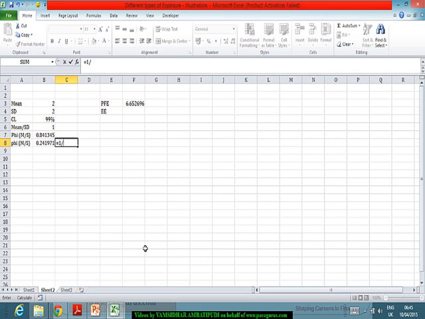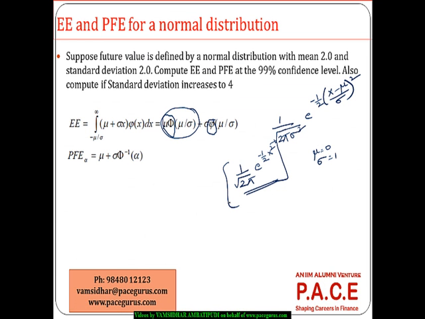Let's check it out. 1 by square root of 2 pi times e to the power of minus 0.5 times x squared. So it comes out to be the same. So I can directly depend on the usage of this particular formula itself. So this entire calculation goes into the density function formula.